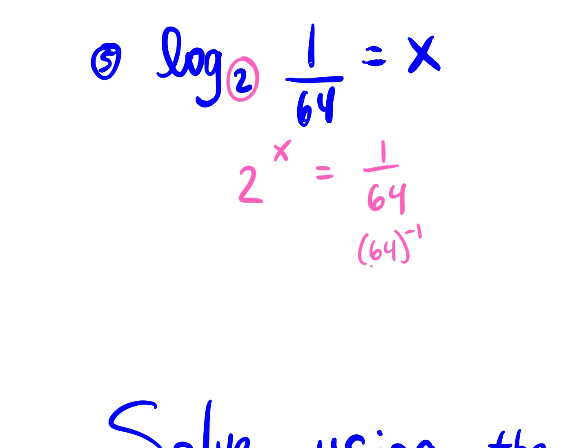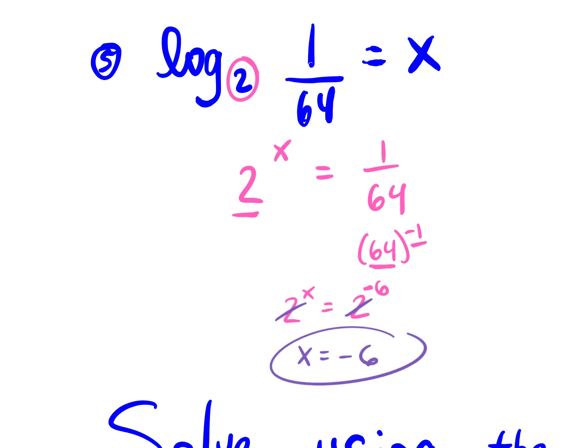Now, is it possible to get 64 to have the base of 2? Yes. 2 to what power gives us 64? 2 to the 6th power. But instead of 6, what else do I have as an exponent? Negative 1. So it'd be negative 6. So we have 2 to the power of x equals 2 to the power of negative 6. Once our bases are the same, we can just cancel them out. What does x equal? Negative 6. Perfect. Any questions here?